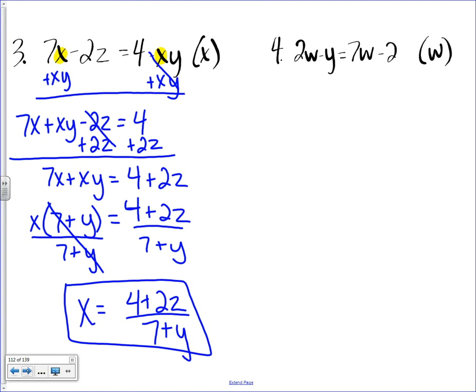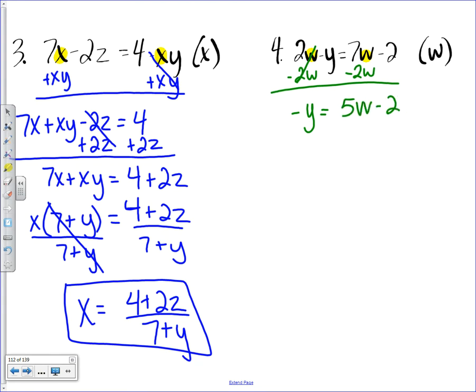Okay, this time I have w's that I'm trying to isolate. They're here and here. You will notice that when I move these together, I actually will be able to combine them because they both are just w's. So I'm going to move the smaller one over because that's what I'm used to doing. I get negative y is equal to 5w minus 2.